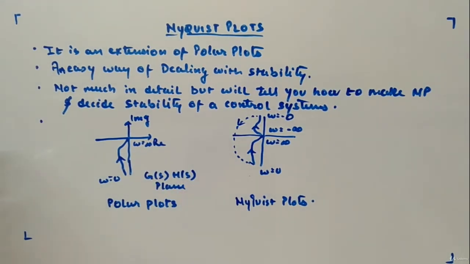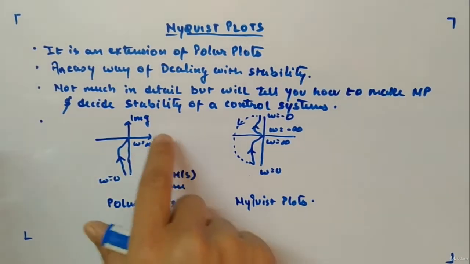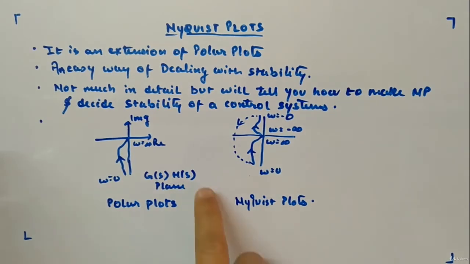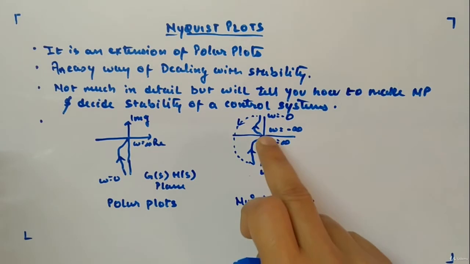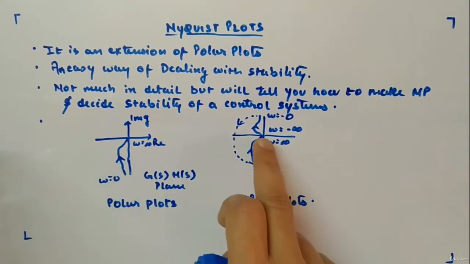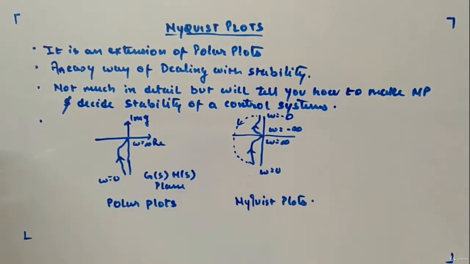Now, polar plots we have seen like this. It was the GH(s) plane, omega equal to 0, omega equal to infinity. Just one random example I took. This was the kind of polar plot we saw, real part, imaginary part. Now this will also be a GH(s) plane, but we will have some extra. You can see we have some extra part like this and like this.